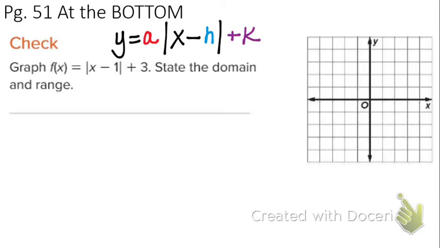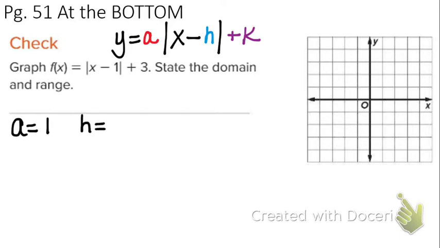Okay, so looking at this function, this is an absolute value. Let's identify a, h, and k. So a is the number in front. Now when you don't see a number in front, if you don't see an a value, a cannot be 0. So a, when you don't see a number, a is 1.